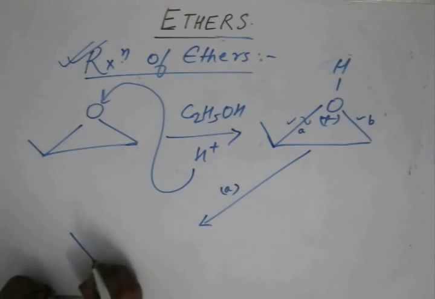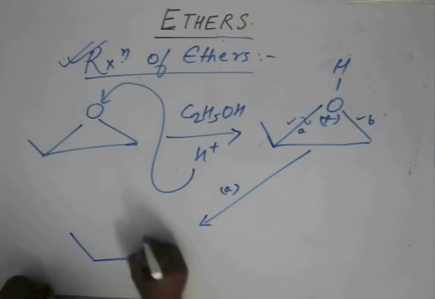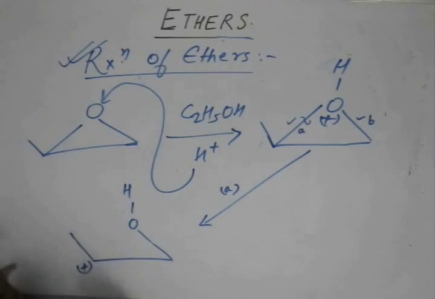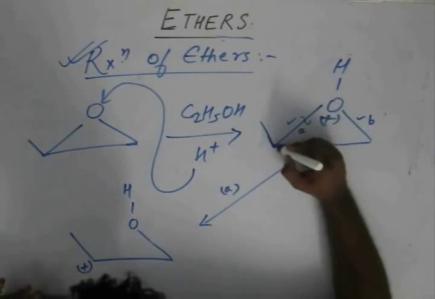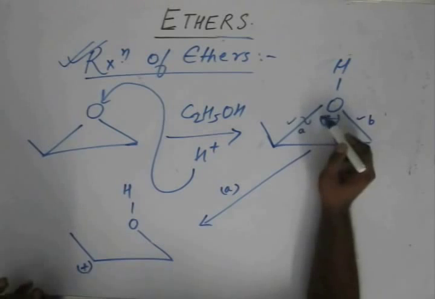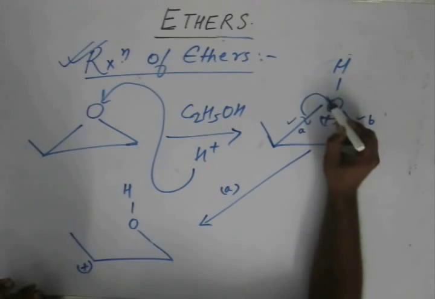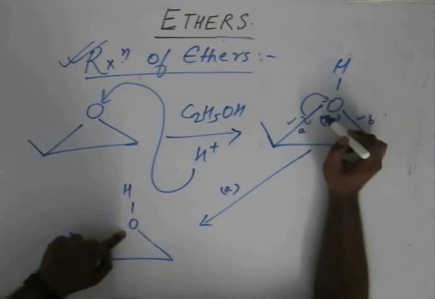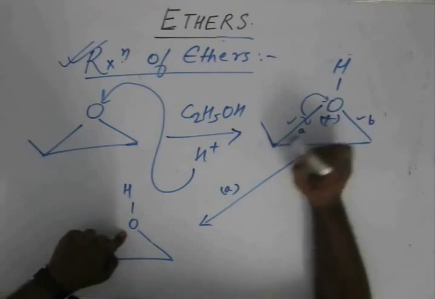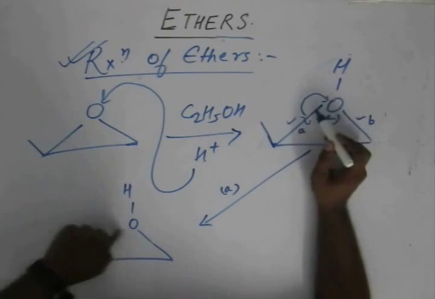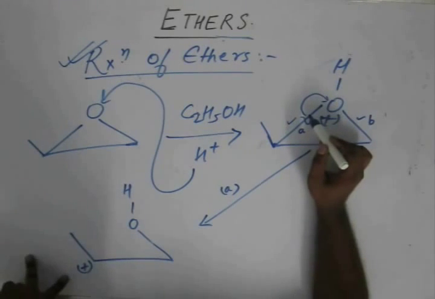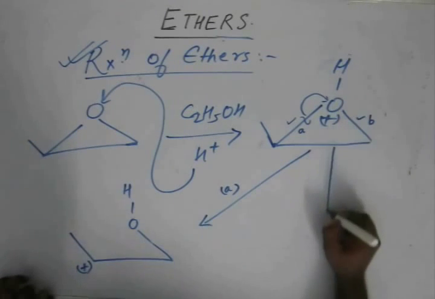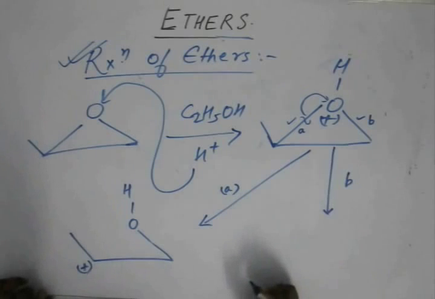I get this, and a plus charge over here. I think you get this, because when this bond is heterolytically cleaved, the electrons go to this oxygen atom. So this oxygen atom is now neutral. Now this carbon atom, because this was a heterolytic cleavage, has acquired a positive charge. This is very simple.